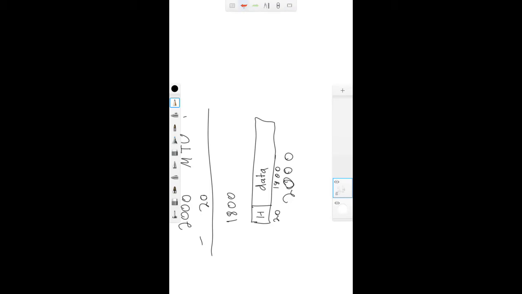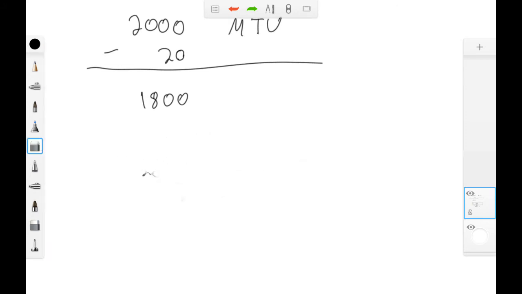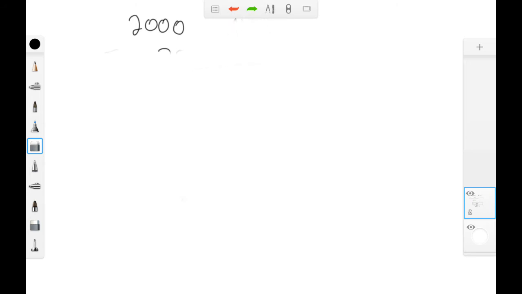So now I'm going to draw the different boxes. So if my data can only be broken up into chunks of a fixed size, how many chunks do I need to support 6,000? Well, one chunk, two chunks, three chunks, and then I'd need one final chunk after that.